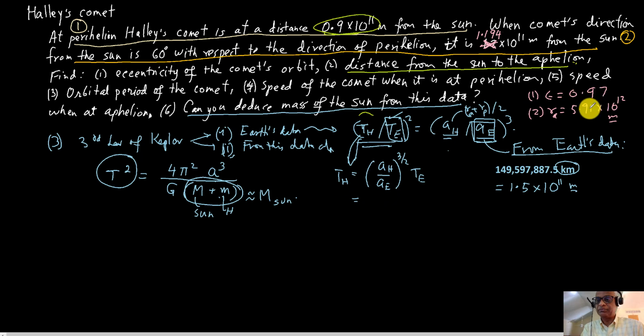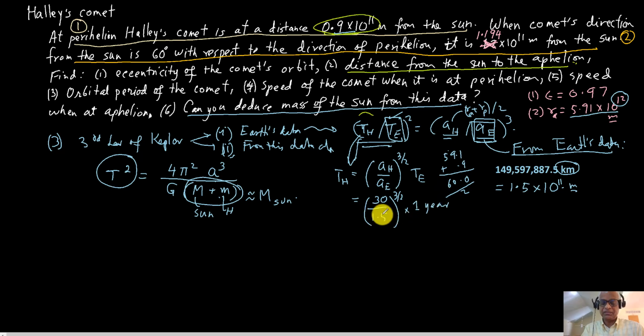And A_H is you have this plus this divided by 2, so you can say 59.1 times 10 to the 11, 59.1 plus this is 0.9, and that's going to be 0.60. I'm going to divide by 2, so that's like a 30, and A_Earth is 1.5 times 10 to the 11 power, and 3.2, and this is 1 year.